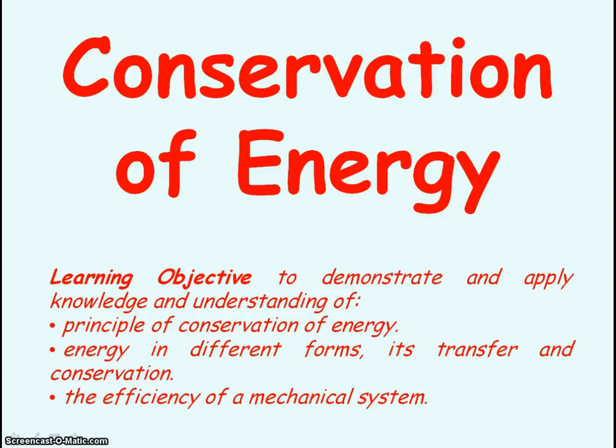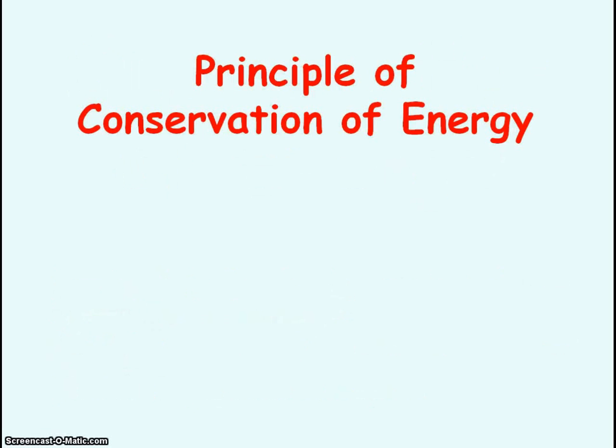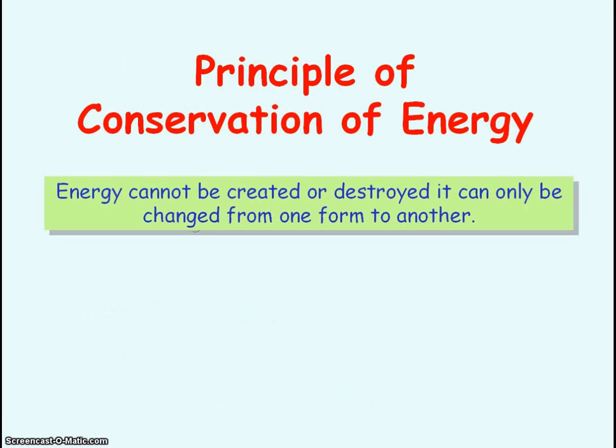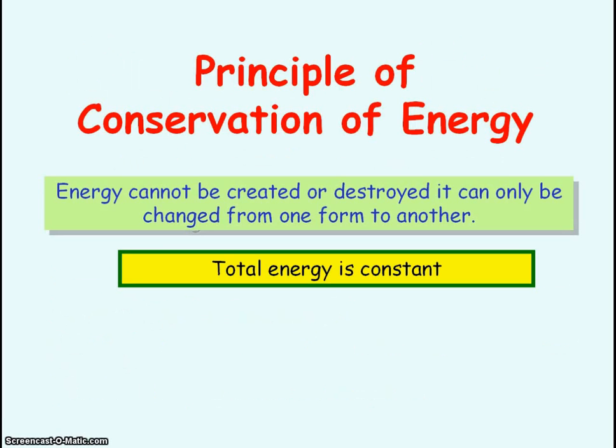We're going to be looking at conservation of energy. The principle of conservation of energy states that energy cannot be created, it cannot be destroyed, you can only change it from one form to another. So that means the total energy of a system is constant.